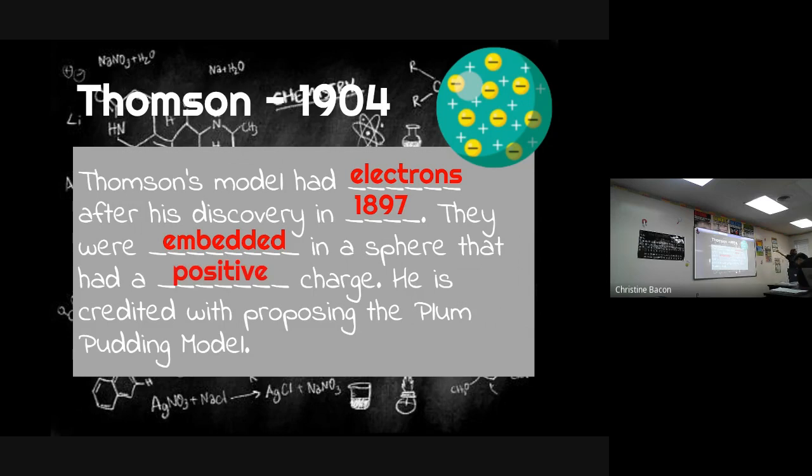This is that plum pudding model that we were talking about with the blueberry muffins. If it helps, think about a chocolate chip cookie, where you've got the cookie itself, and then you've got the chocolate chips. The chocolate chips are like the electrons embedded in the positively charged cookie. That's how Thomson theorized that atoms look. Plum pudding is like plums stuck in a dish of pudding.